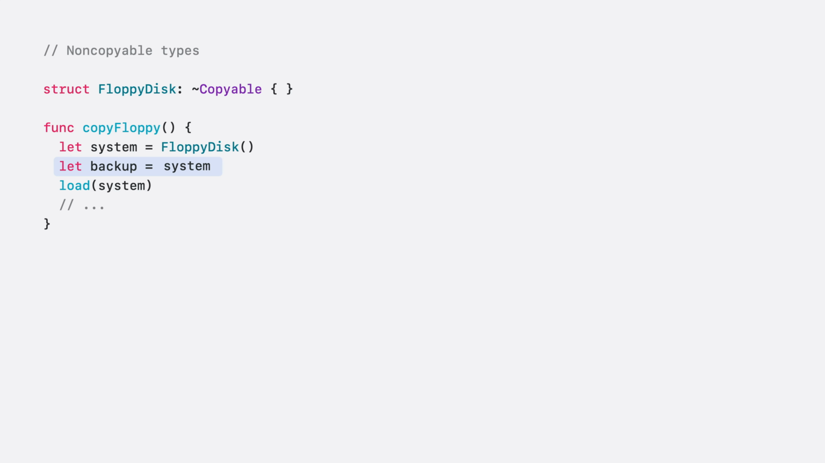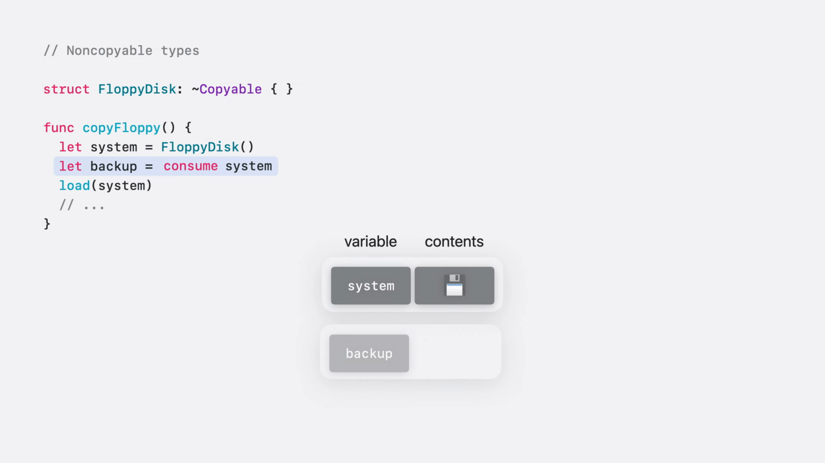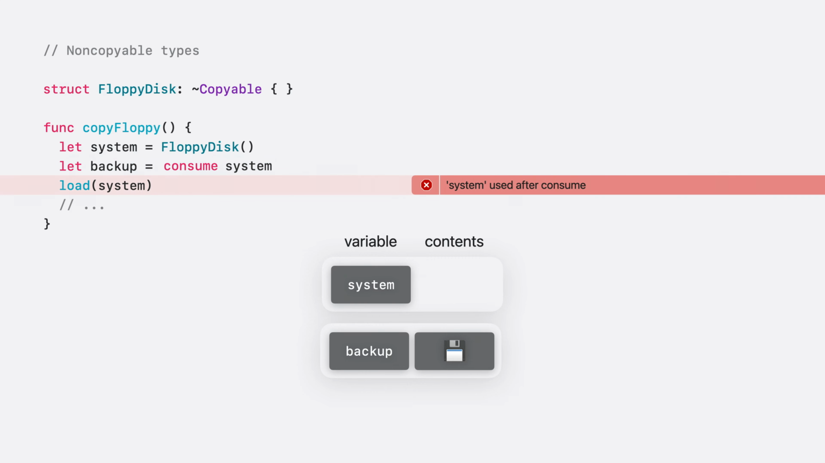Well, copying is not supported, so Swift will consume it instead. I can make that explicit by writing consume, but it happens regardless. Consuming a variable takes its value, leaving that variable uninitialized. So, before the consume, only the system disk is initialized. The consume moves the contents of the system disk out and into the backup disk. Reading the system disk afterwards is an error. It's got nothing in it.